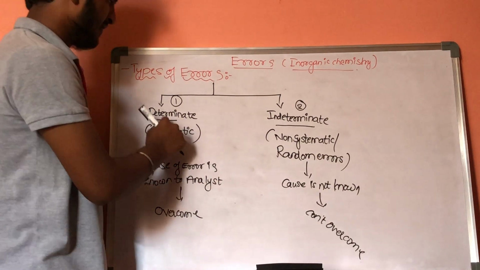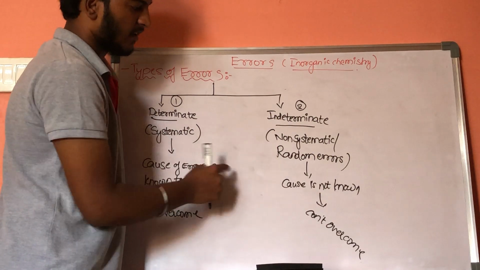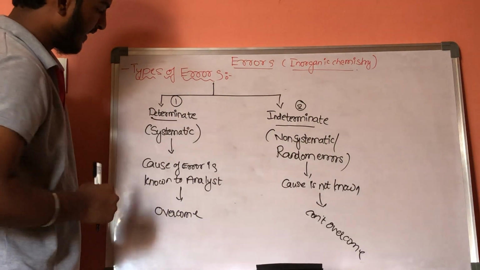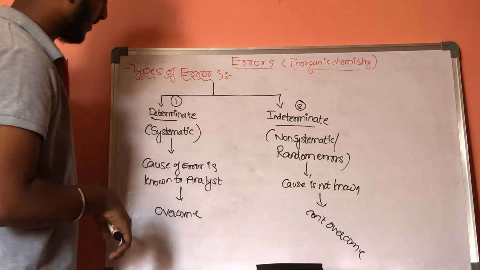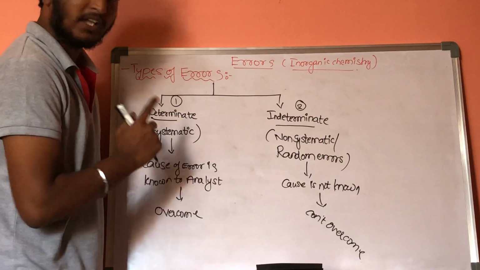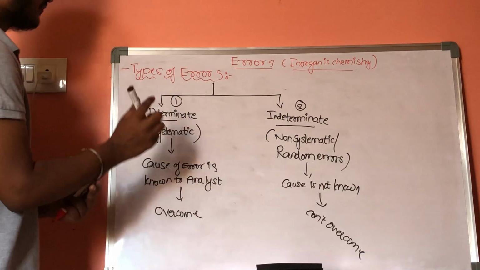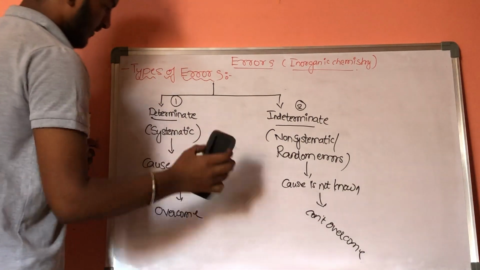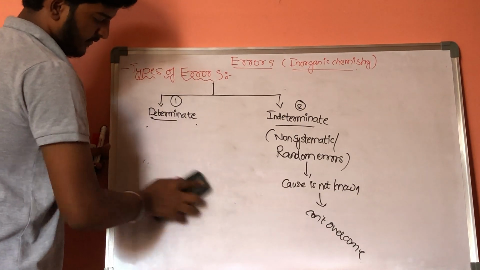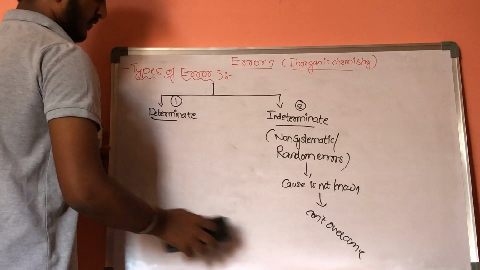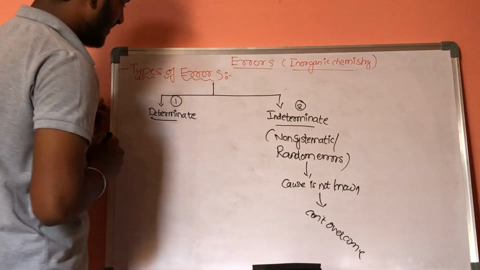These are the two types: determinate, indeterminate. Determinate errors are also called systematic errors. Indeterminate errors are also called non-systematic errors. These systematic errors can be overcome, and these non-systematic errors cannot be overcome. Here, the cause of the errors can be known to the analyst, but in indeterminate errors, the cause cannot be known to the analyst. Now, these determinate errors are further classified into 6 types.